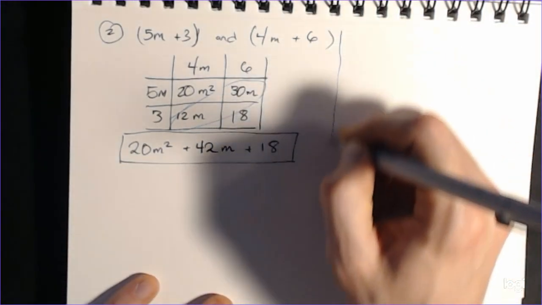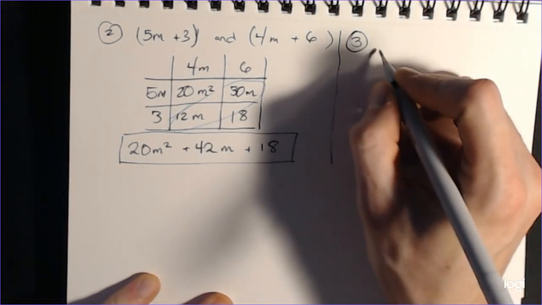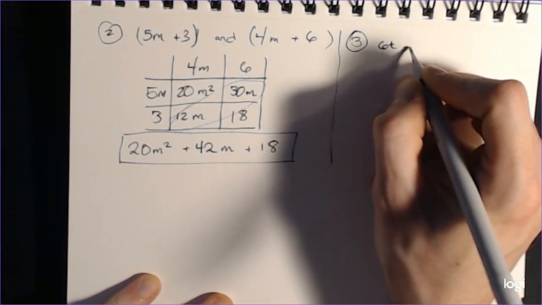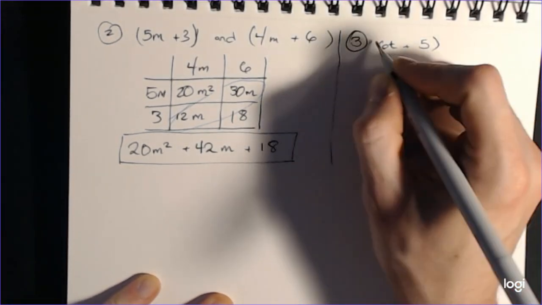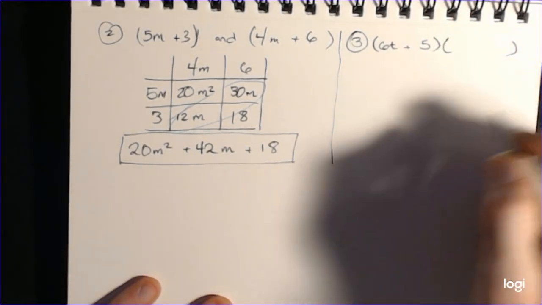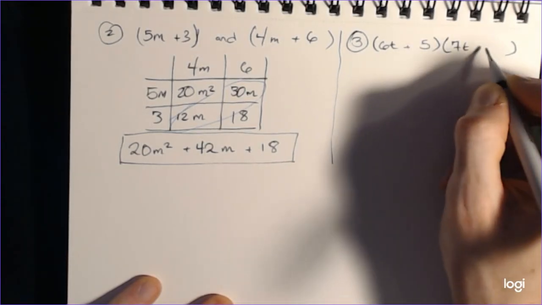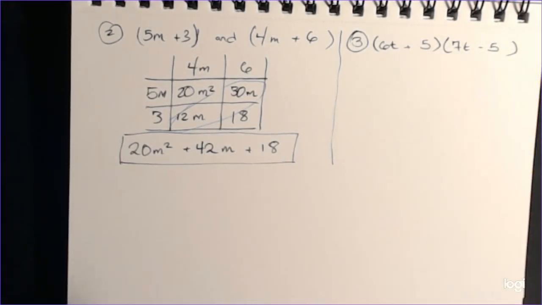Okay. Let's look at number 3 with the FOIL method. We have 6t plus 5. 7t minus 5. All right.